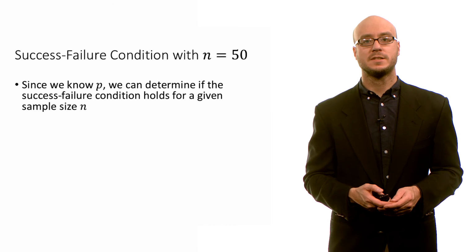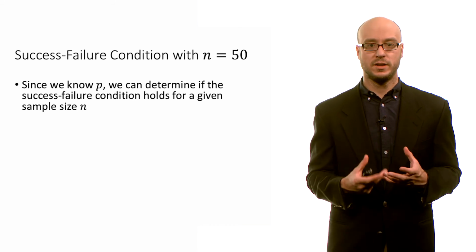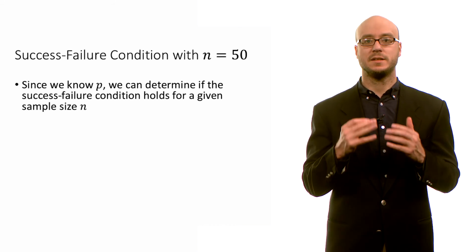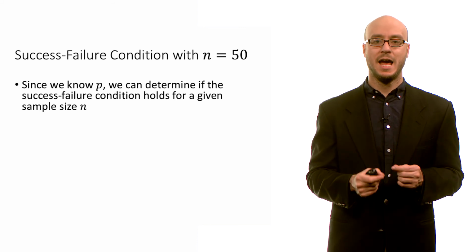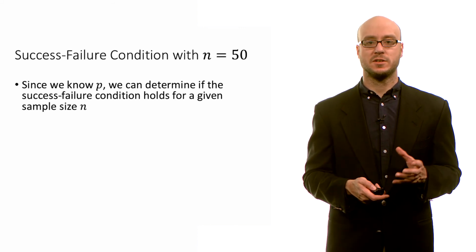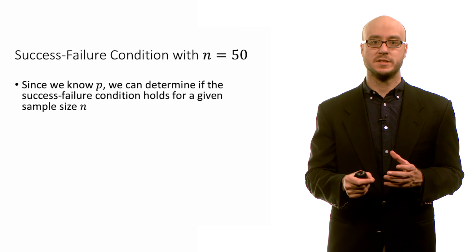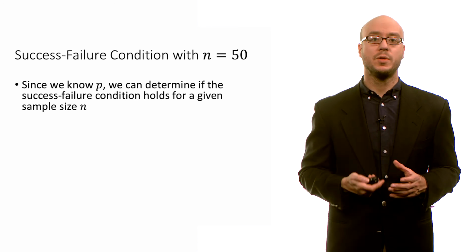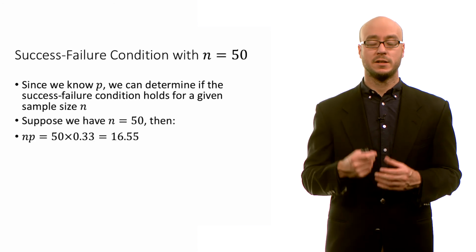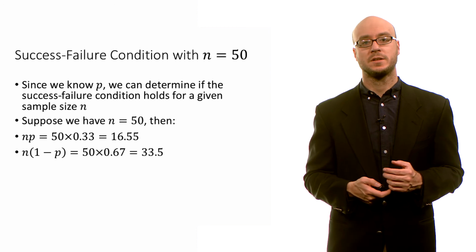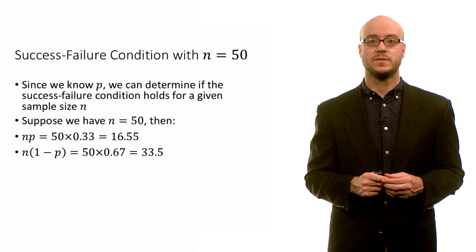Now let's see what happens if we have a sample size of 50. The idea is we're testing the success-failure condition. We're seeing what the expected numbers of successes and failures are for given sample sizes. In this case, we know the population proportion, so we can actually examine these assumptions. Typically, we would use p hat instead of p.